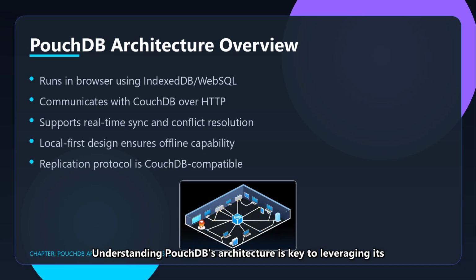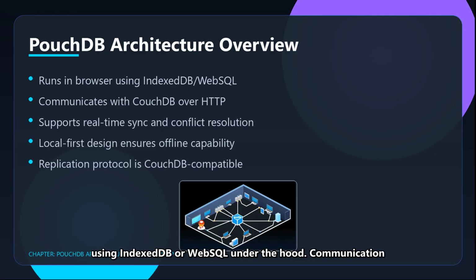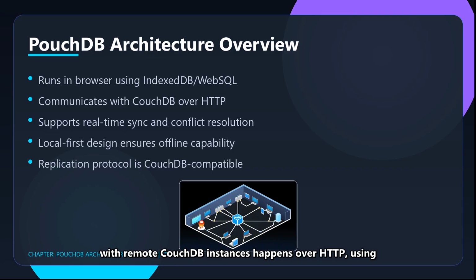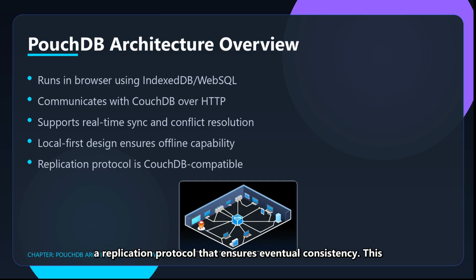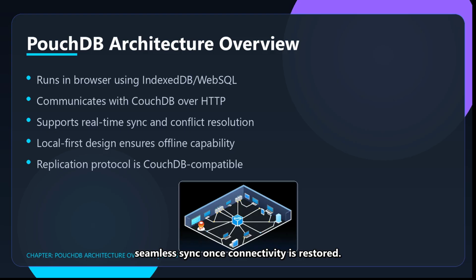Understanding PouchDB's architecture is key to leveraging its full power. It runs directly in the browser, using IndexedDB or WebSQL under the hood. Communication with remote CouchDB instances happens over HTTP, using a replication protocol that ensures eventual consistency. This local-first design guarantees offline capability while still allowing seamless sync once connectivity is restored.